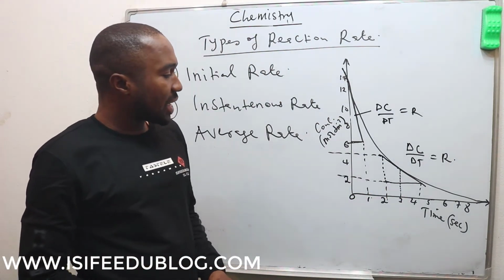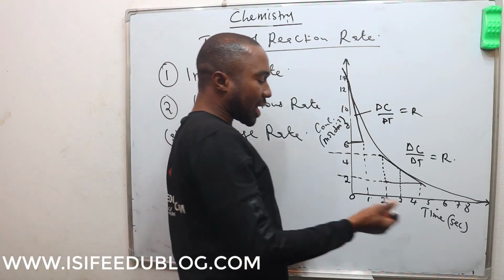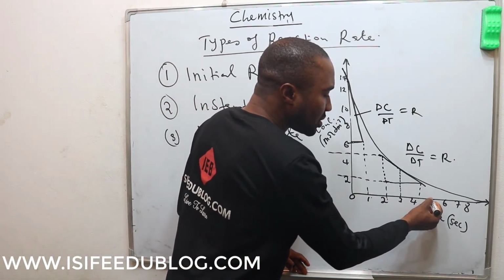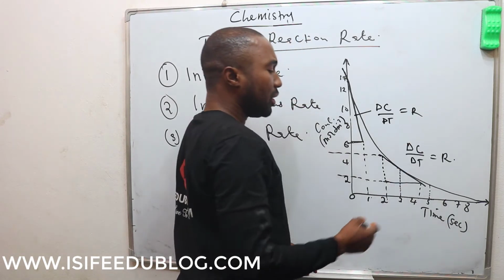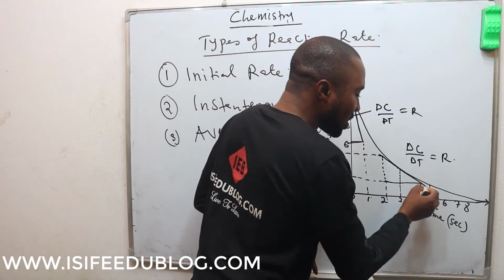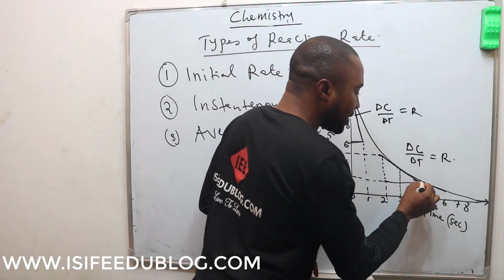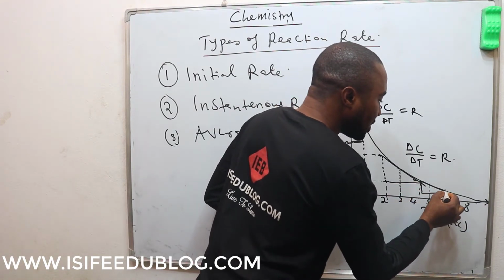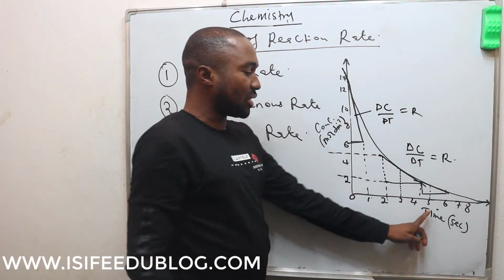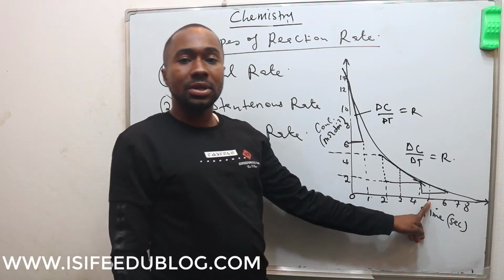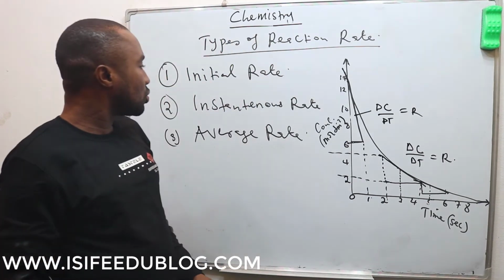If I want to know the instantaneous rate at 5 seconds, I can still do the same thing. I will trace the line until I hit the curve. Then I will draw a line that is tangential to this curve so that I can get the gradient at that point. The gradient at this point now gives me the instantaneous rate at 5 seconds. So that is the instantaneous rate.